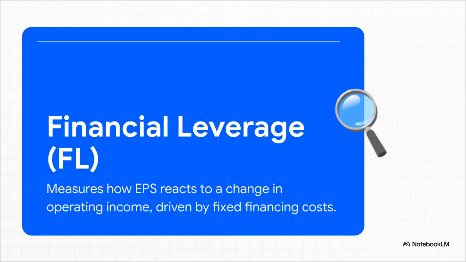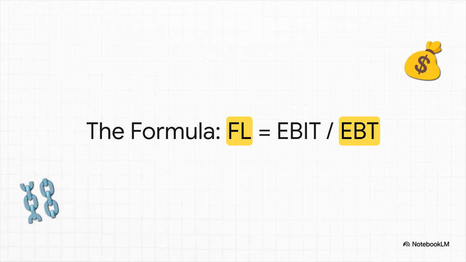Our second key is financial leverage. Now, if operating leverage was all about your business operations, this one is all about how you finance the business. It measures just how sensitive your earnings per share are to any changes in your operating income. And the amplifier this time? Well, it's your fixed financing costs. And the biggest one is usually the interest you pay on debt. And the formula for this one is just as simple. Financial leverage is EBIT divided by EBT, or earnings before tax. See the connection here? Operating leverage gets us down to EBIT, and then financial leverage takes us from EBIT down to EBT. It's like they form a perfect chain, one leading right to the next.